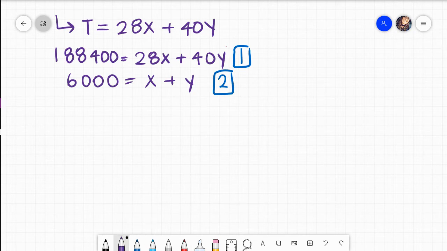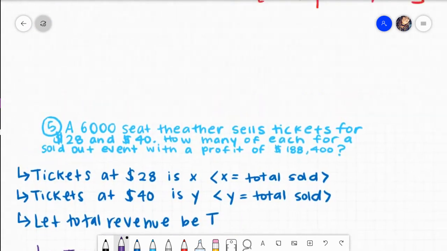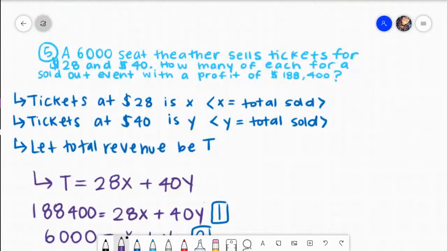Did I write all of it in purple a minute ago? Whenever I said solve for and stuff like that? No, I did it in blue.